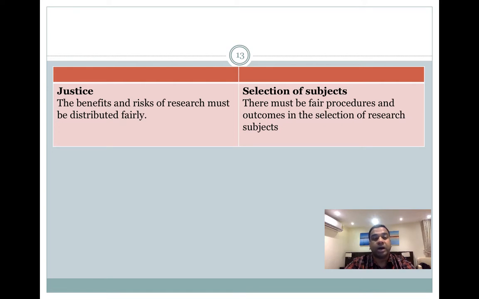Again, look at what is the notion of justice in terms of, are you justifying benefits and risks, and are they fair in terms of, are you putting undue burden on the people you're interviewing?